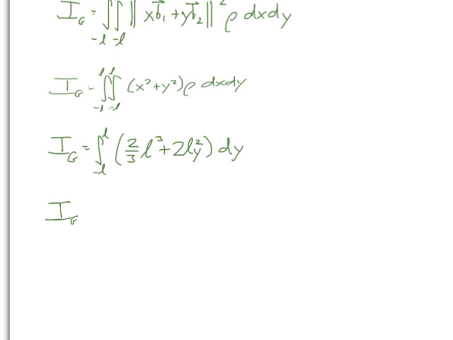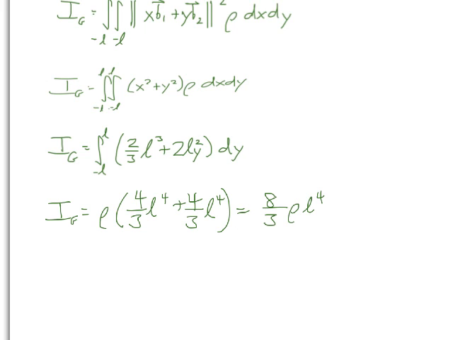And after this we get the almost final expression of rho multiplied times 4/3 L to the fourth plus 4/3 L to the fourth, after integrating with respect to y and applying the fundamental theorem of calculus. So we get 8/3 rho L to the fourth.